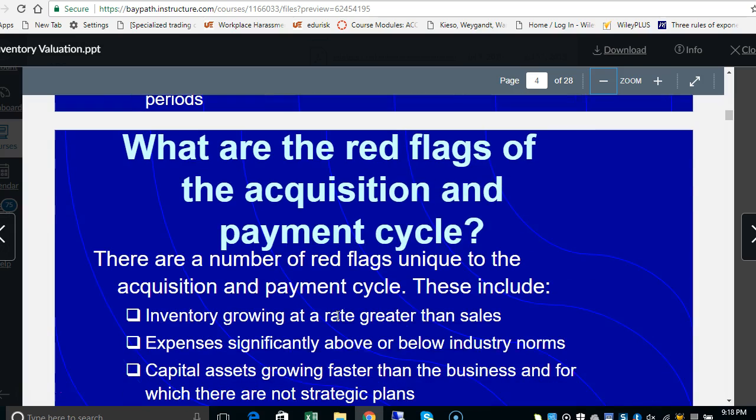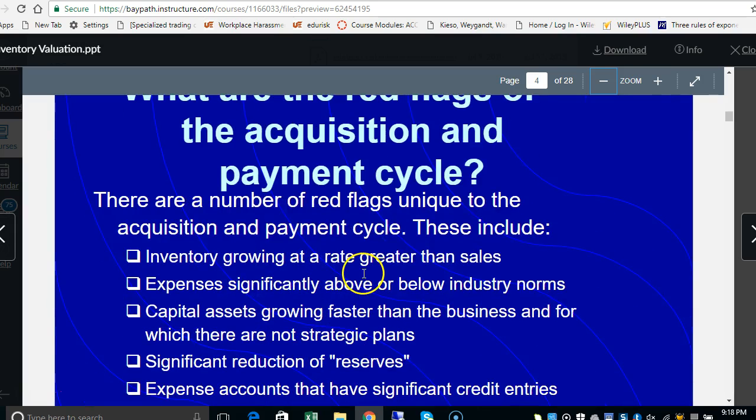The red flags of the acquisition and payment cycle could be inventory growing at a rate greater than sales, which would be an indication that something's wrong, that the inventory is becoming obsolete, not being used, and not being written off properly, which is not fraud, it's just bad accounting. Expenses significantly above or below industry norms. Capital assets growing faster than the business, which means the company may be misclassifying expenses as capital assets.